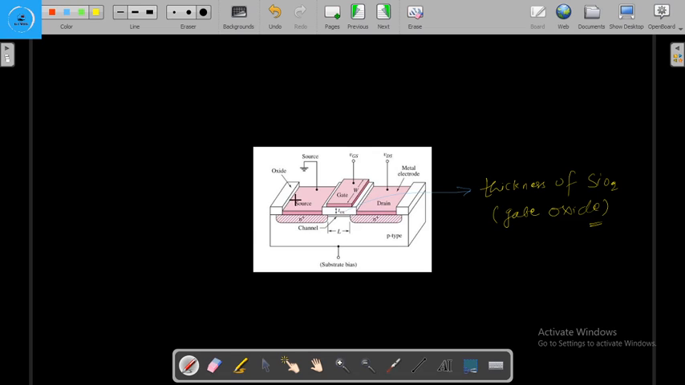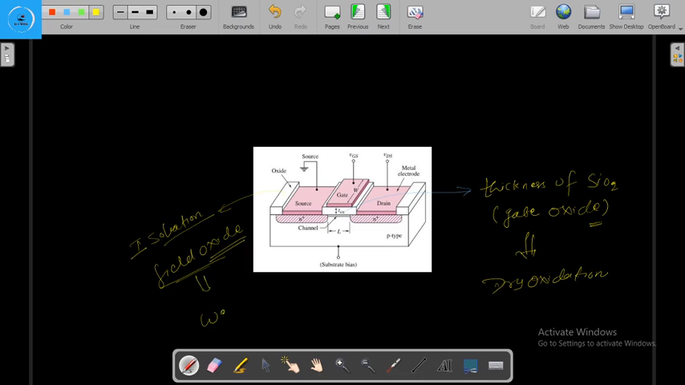Here this oxide is used for the isolation, or we can say this oxide is a field oxide, and this oxide is a gate oxide. So what is the difference between the gate oxide and the field oxide? The gate oxide is formed by the dry oxidation process, while the field oxide is formed by the wet oxidation process.